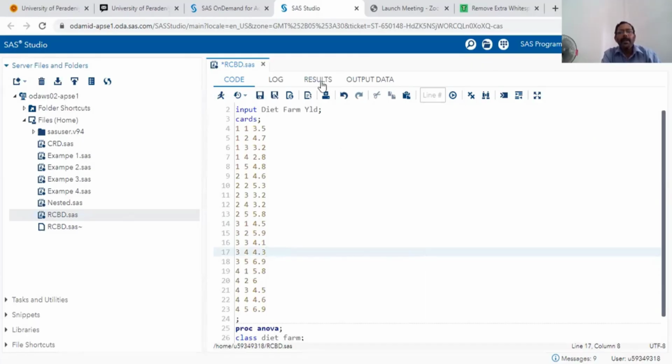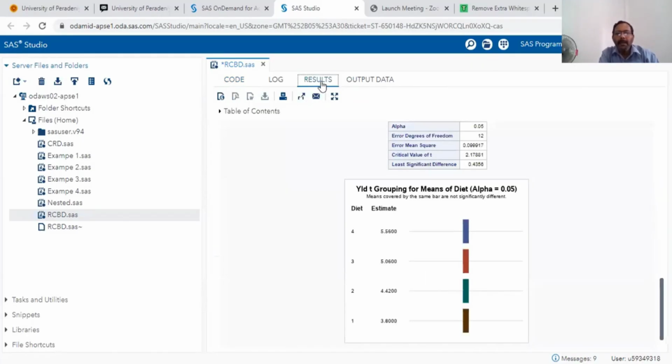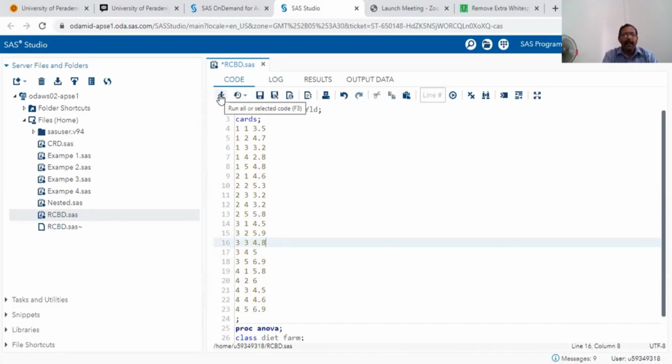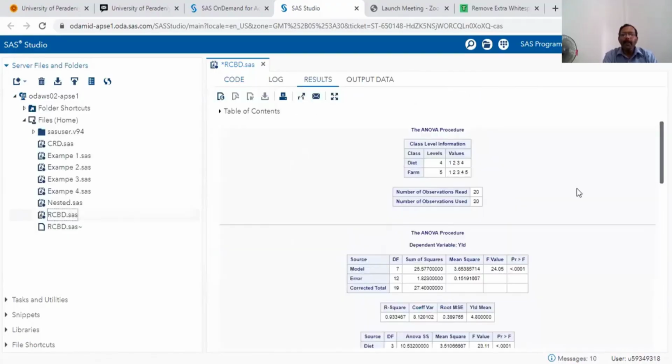What was the mean? 4.3, 5.56. I'm just playing, don't worry. 5 and 4.8. I'm running again. Don't worry, I have changed only these two data just to show you a different output.